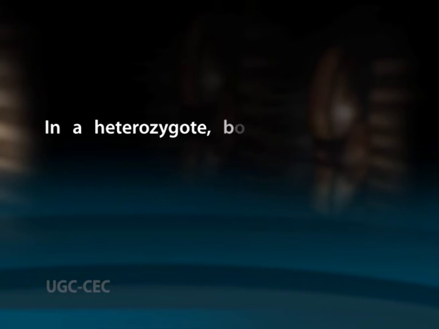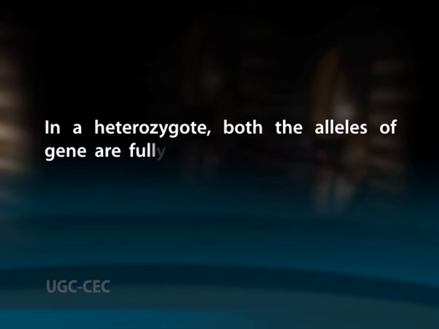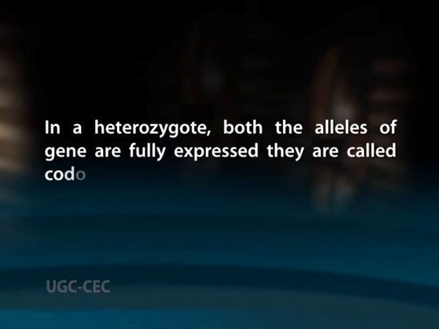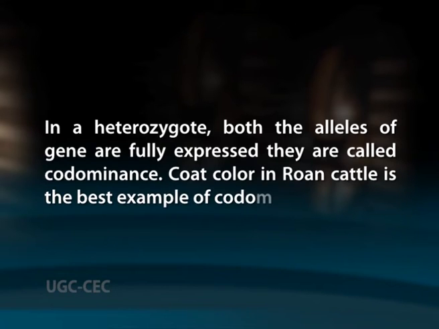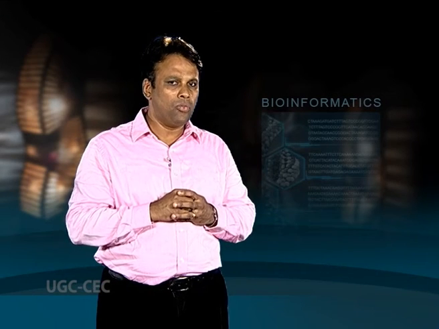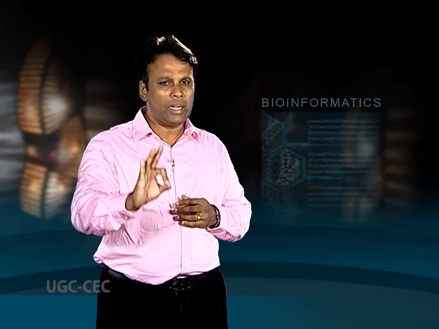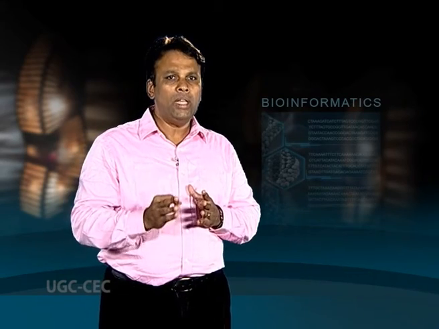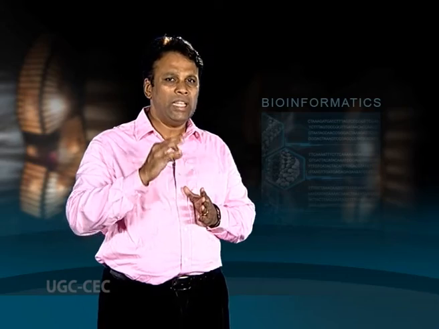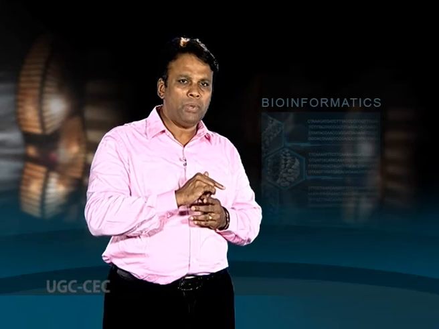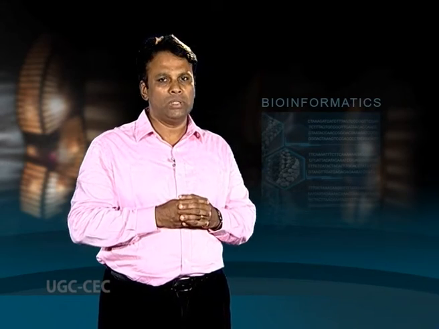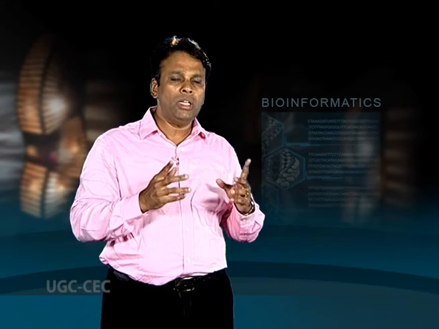In a heterozygote, when both the alleles of a gene are fully expressed, it is called codominance. Coat color in Roan cattle is the best example of codominance. In this effect, both the alleles are clearly visible. The two alleles produce their effect independently without mixing. The expressed phenotype is a combination of the two phenotypes, and the quantitative effect is absent.